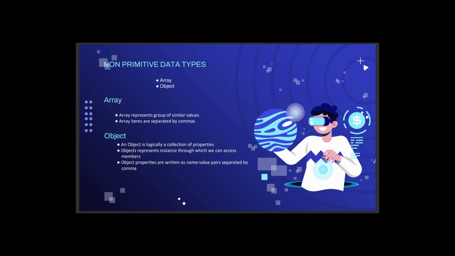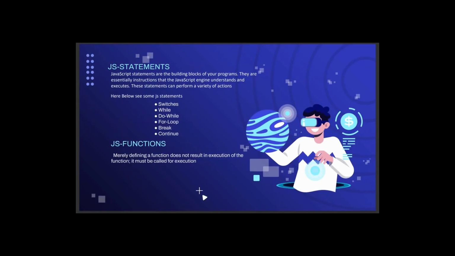Next we see the JS statements. JS statements are the building blocks of your program. They are essentially instructions that the JavaScript engine understands and executes. These statements perform a variety of actions. Here are some JavaScript statements: switch, while, do while, for loop, break, continue.